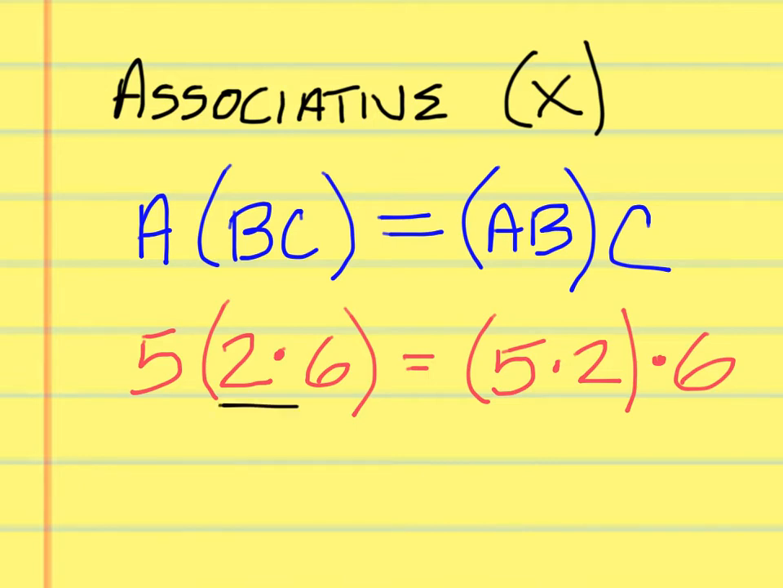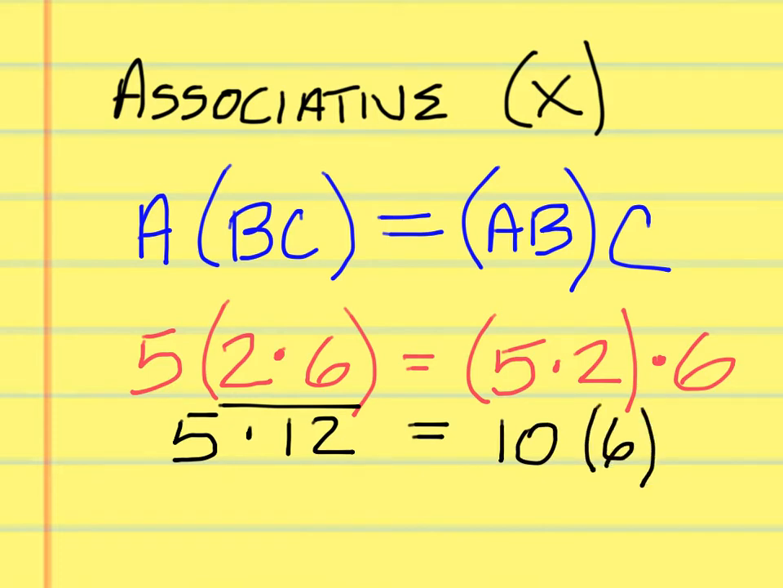Over here in the parentheses, 2 times 6 is 12. But on the right hand side, I'm doing 5 times 2 first, that's 10. And then I could multiply that by 6. However you do it, the answer is still going to be 60 on both sides. So when you have a list of numbers multiplied together, you can multiply them in any order and still get the same answer.